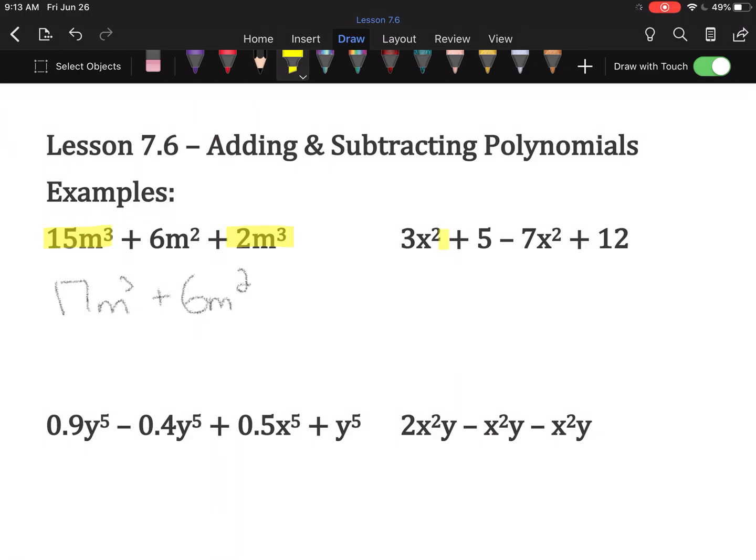In the next one, we've got x squared stuff, and we've got number stuff. When you combine the x squared things, 3x squareds minus 7x squareds is negative 4x squareds. And 5 and 12 is 17.